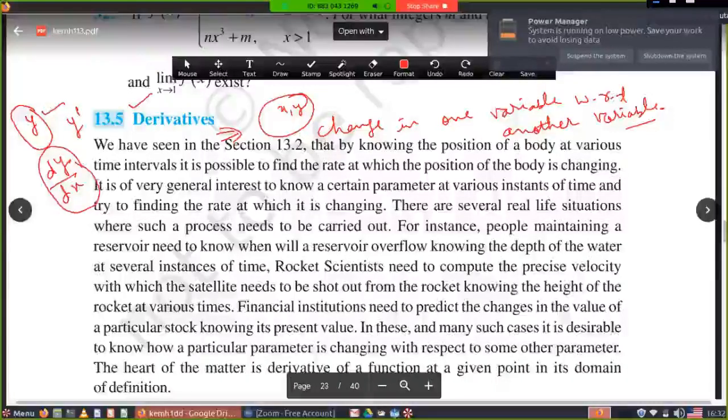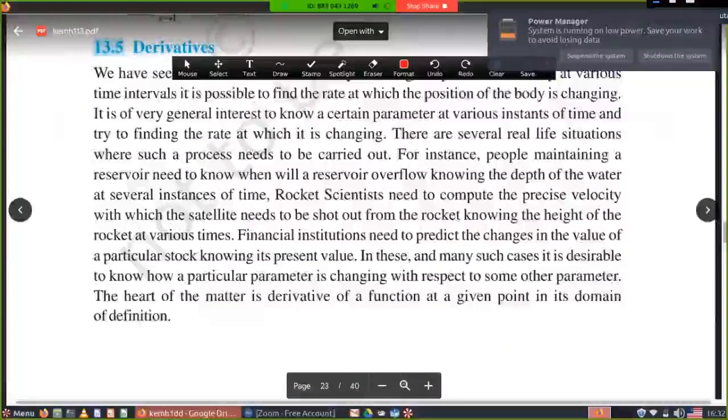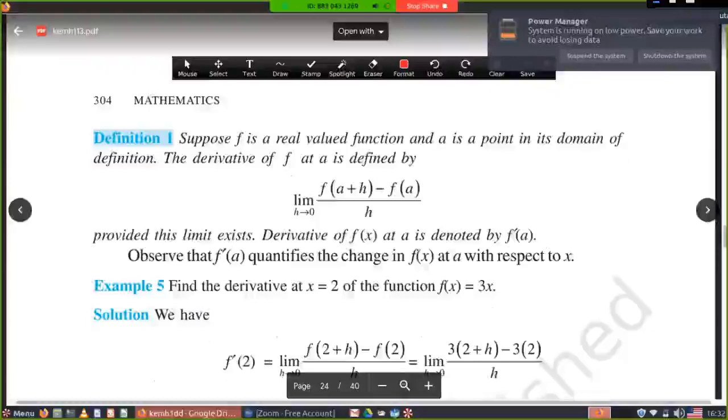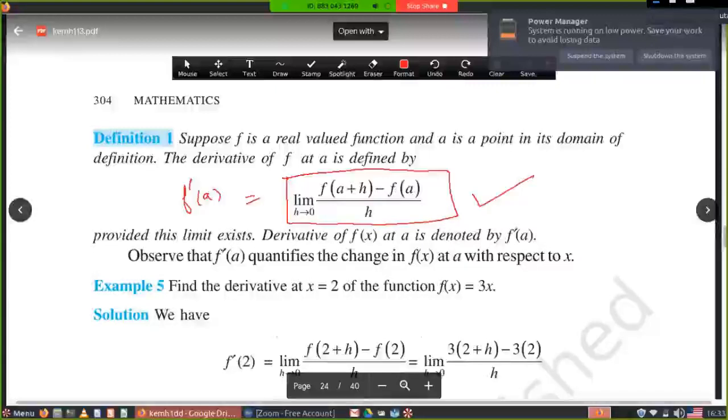Now, for derivative, you have a few rules or formulas which you have to learn. The first method, which we discussed to solve the derivative of the given functions, is the first principle or definition method. Suppose f is a real valued function and a is a point in its domain of definition. The derivative of f at a is defined by this formula: limit h tends to 0, f of a plus h minus f of a upon h. This is the formula to calculate the derivative, and here you write f dash a. When you want the derivative at a particular point, that is a, then it is f dash a. If it is not a particular point, but a general point, then a is replaced by x.